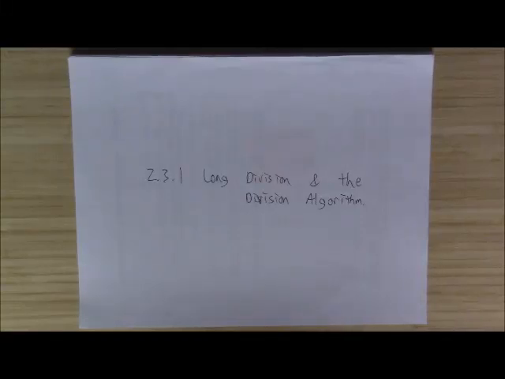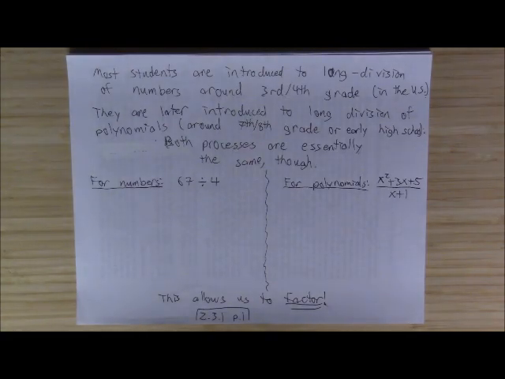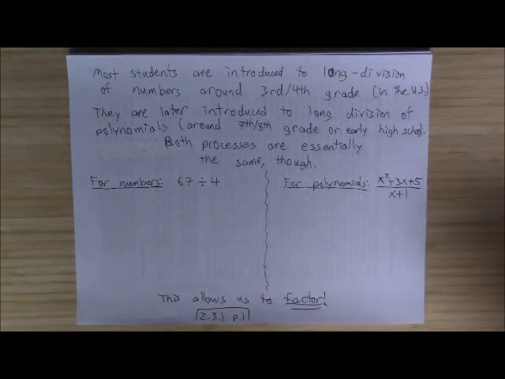In this video, we'll be talking about long division and the division algorithm. Most students are introduced to long division of numbers around 3rd or 4th grade, that's here in the US at least. They're later introduced to long division of polynomials, around 7th, 8th grade or early high school. The important thing to realize here, though, is that both processes are essentially the same.